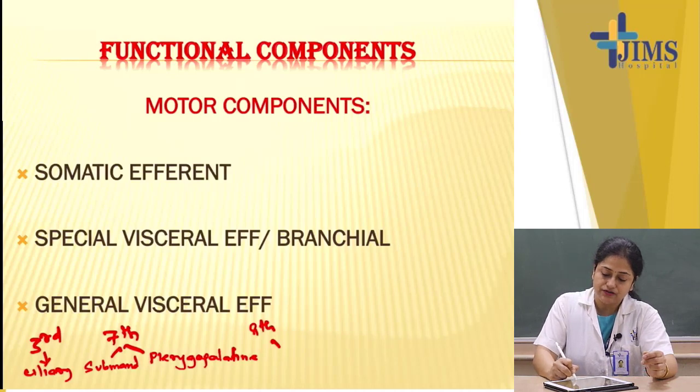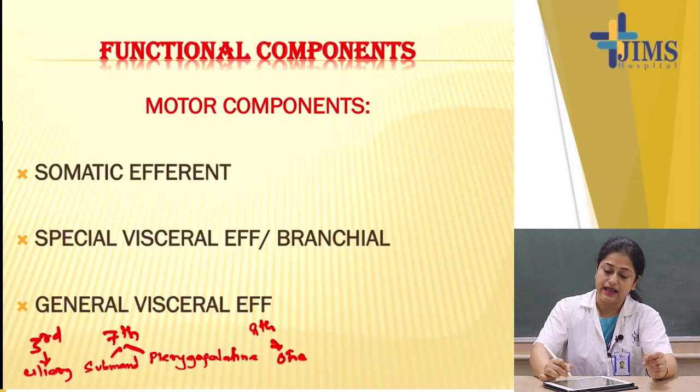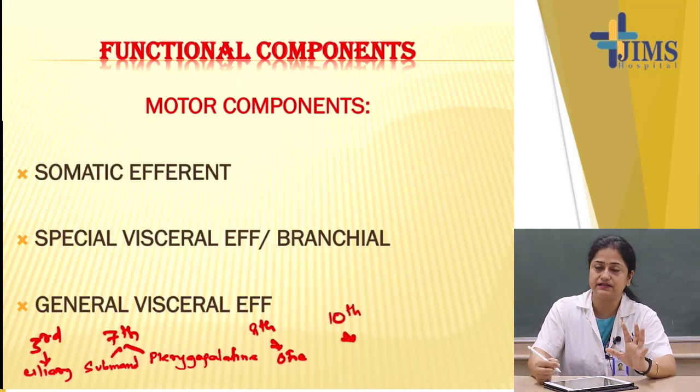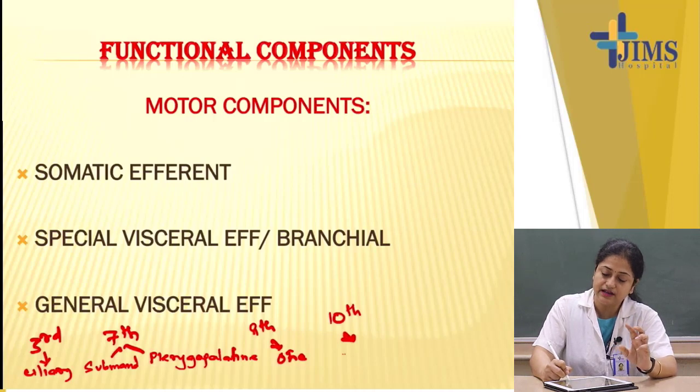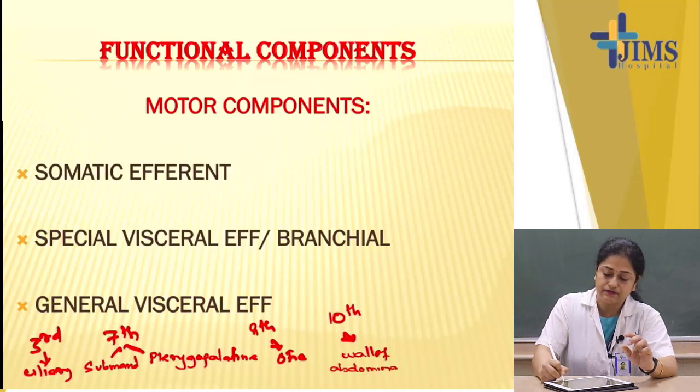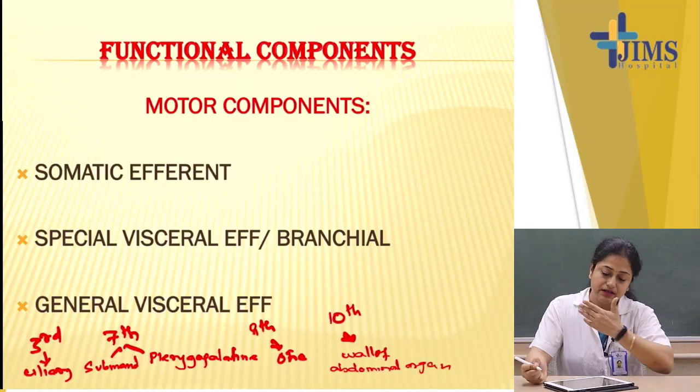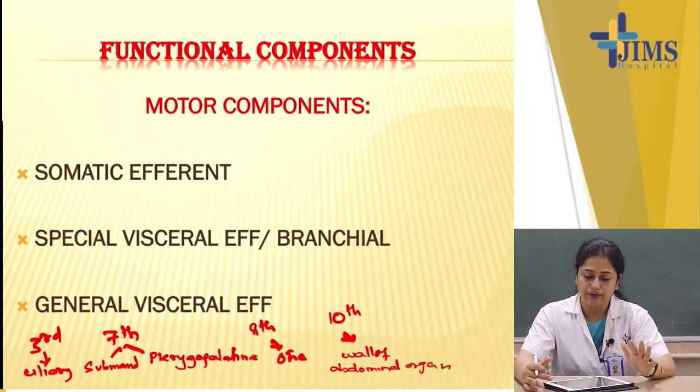The ninth or the glossopharyngeal nerve is connected with a ganglion called the otic ganglion. And the 10th or the vagus nerve is not concerned with any named parasympathetic ganglions, but here the ganglions are located in the walls of the abdominal organs. Okay? So, these are about the motor component.